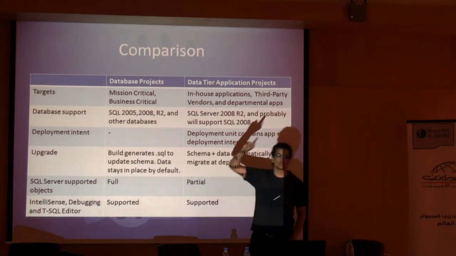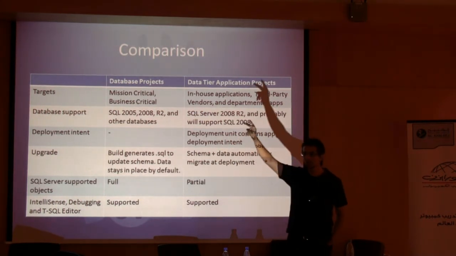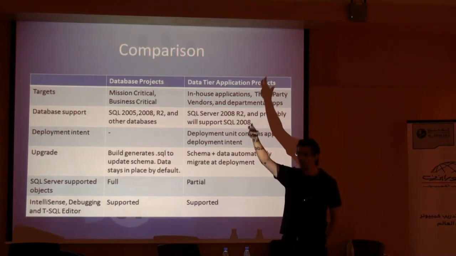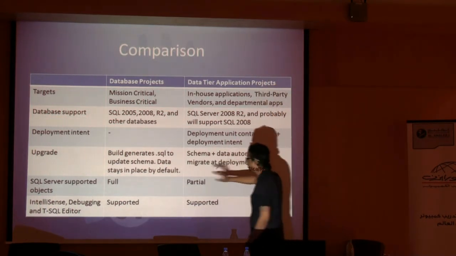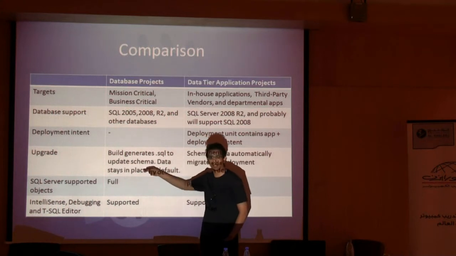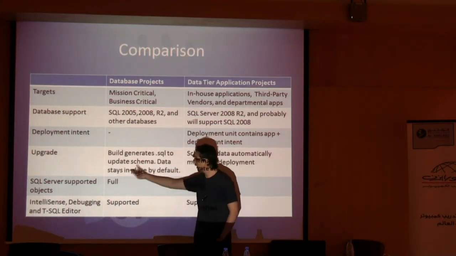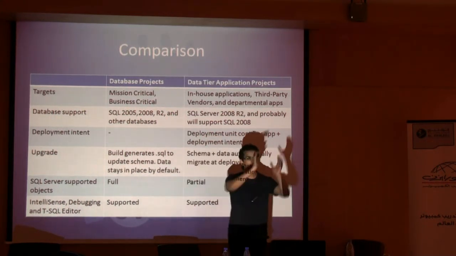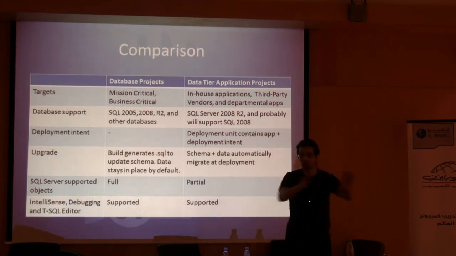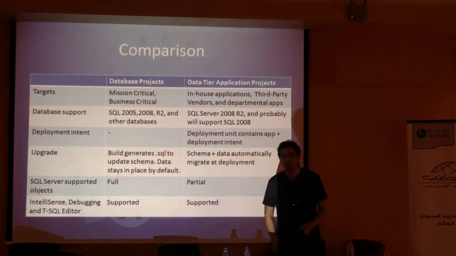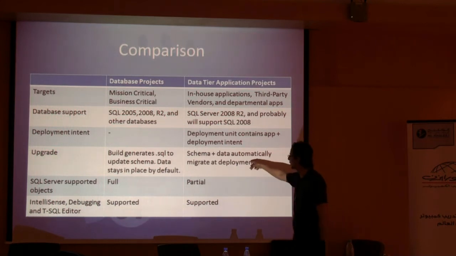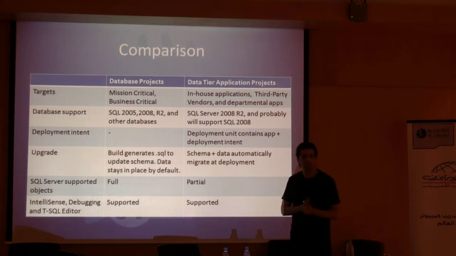Now, by upgrading, you have two things, data and schema, right? Like new tables and stuff. Well, a database project by default just handles the schema. And the data stays in the same database. So this is the database, deploy on the same database, and that's it. It's very different in data tier applications. I'll show you how this is done in a demo. What actually happens is that even data is migrated.